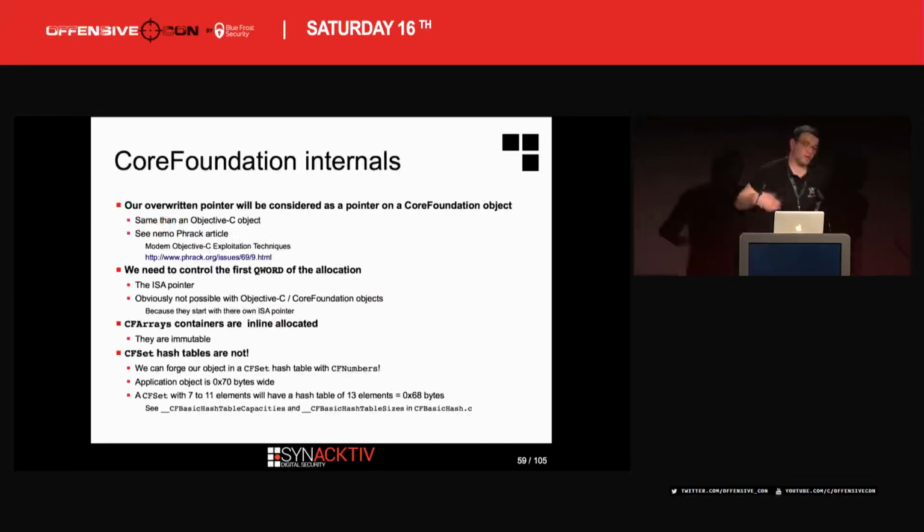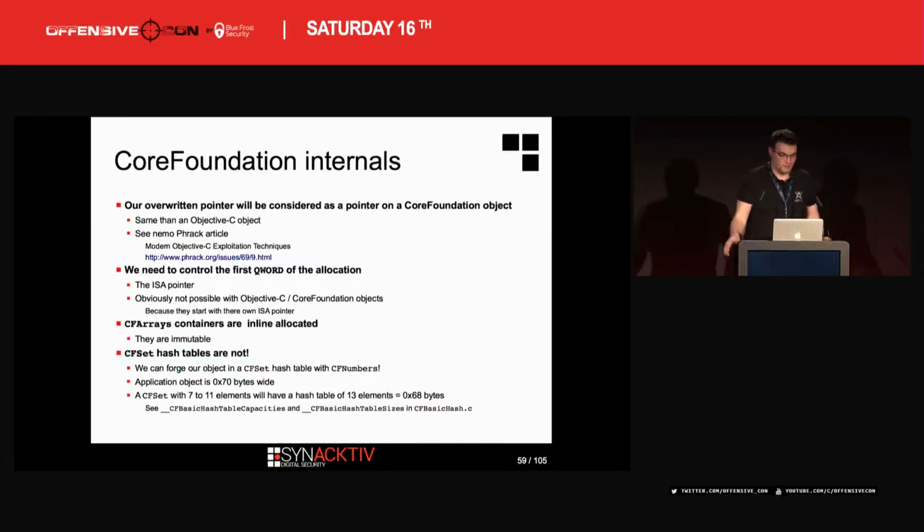So as I said, we replaced a null pointer with a heap pointer. During CFSet destruction, this pointer will be considered as a pointer on an Objective-C object. So I invite you to read the Phrack article to understand how to exploit this kind of thing. The main thing that you need to know is you have to overwrite the very first pointer of the allocation to control the ISA pointer.